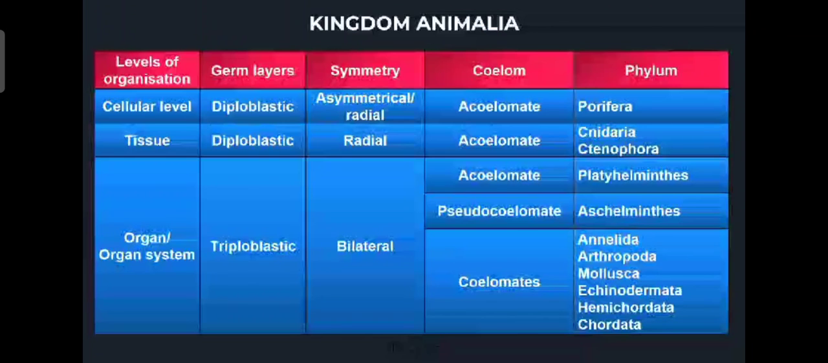Only Aschelminthes is pseudocoelomate. Then rest all from Annelida up to Chordata, that is Annelida, Arthropoda, Mollusca, Echinodermata, Hemichordata and Chordata. All these are true coelomates. So it is coelomates, and rest all characters are same: bilateral, triploblastic and organ system level of organization. So if you remember this chart, it will be easy for you to remember the important characteristics. So at least 4 to 5 characteristics you can write easily if you remember this chart.